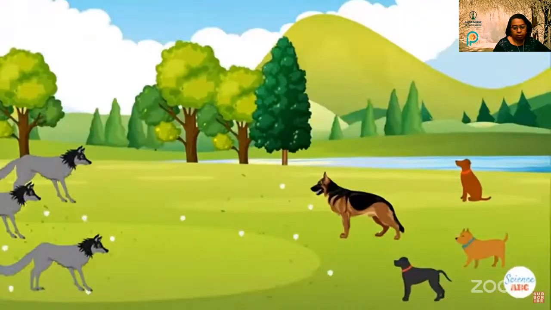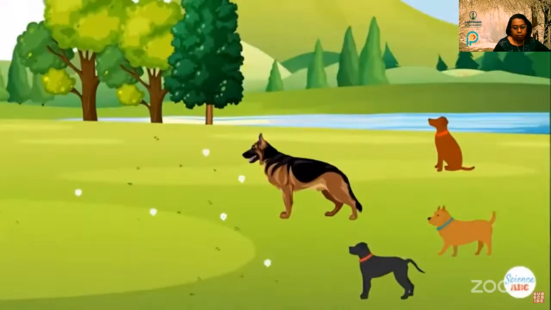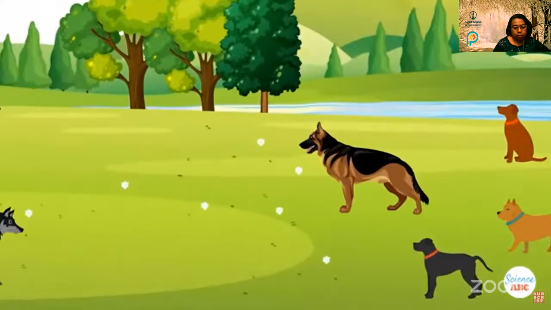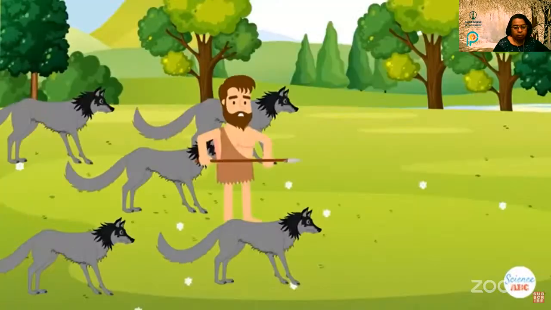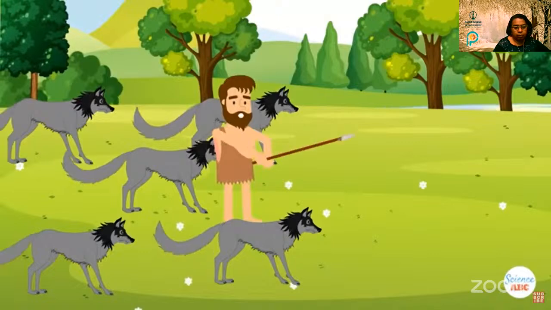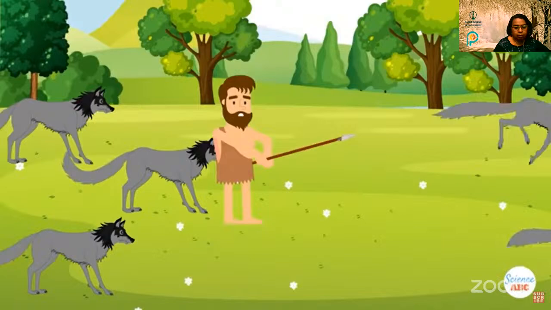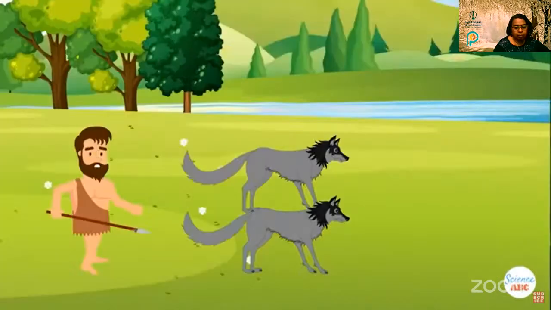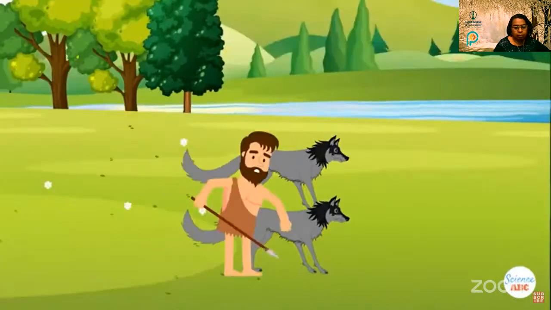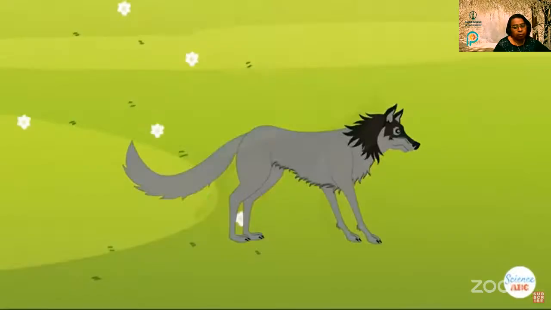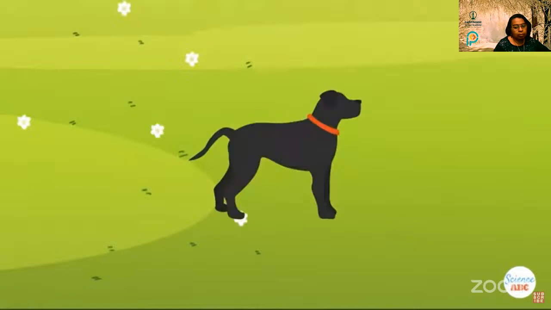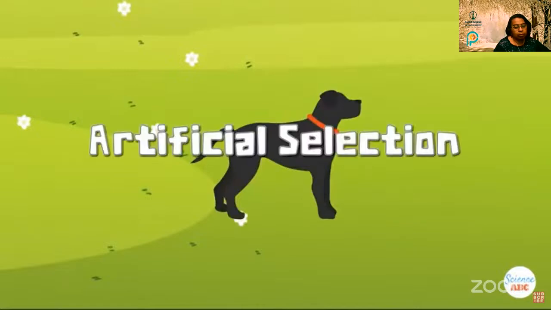This is how the modern dog evolved from wolves. However, instead of the environment doing the selecting, it was humans. Humans selected those traits in wolves that made them better companions, including loyalty and a more docile temperament. The wolves that showed these traits were bred. Over time, humans selected and mixed these traits, resulting in the wide variety of dog breeds we see today. This is called artificial selection.